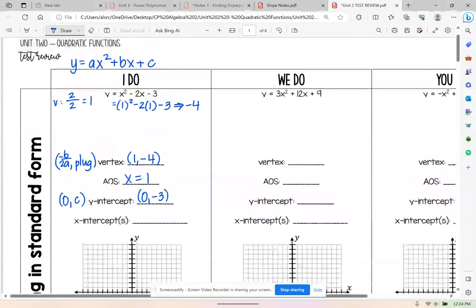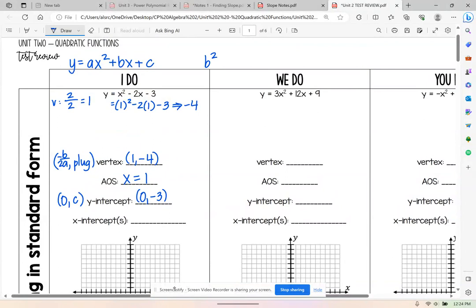Remember, if you want to see if it can be factored, remember the discriminant, b squared minus 4ac? If that equals a perfect square, your equation can be factored. We went through that at the end of last week. Okay?